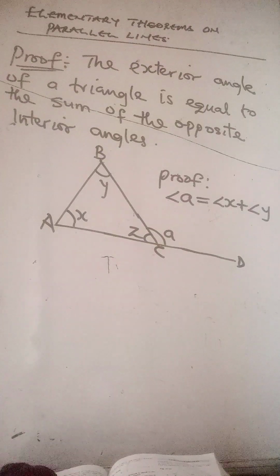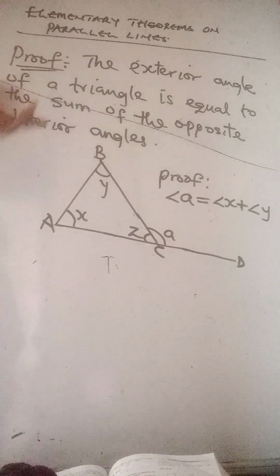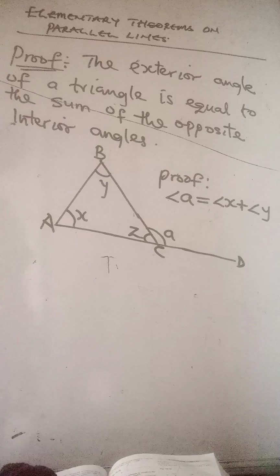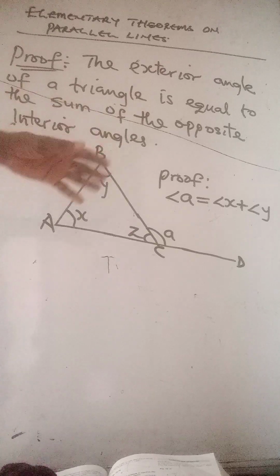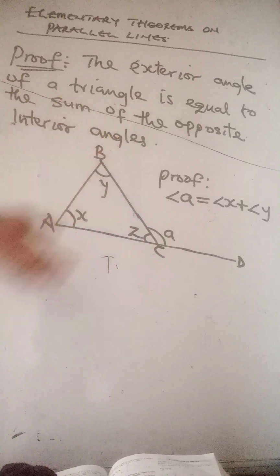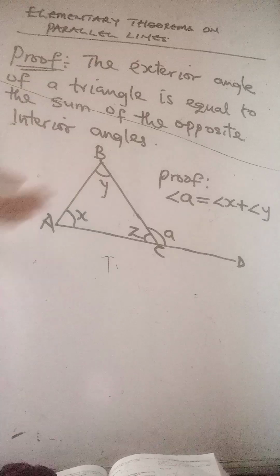Today we want to have a look at another proof on triangle. The proof we are having a look at today says the exterior angle of a triangle is equal to the sum of the opposite interior angles. Okay, let's have a look at this diagram.